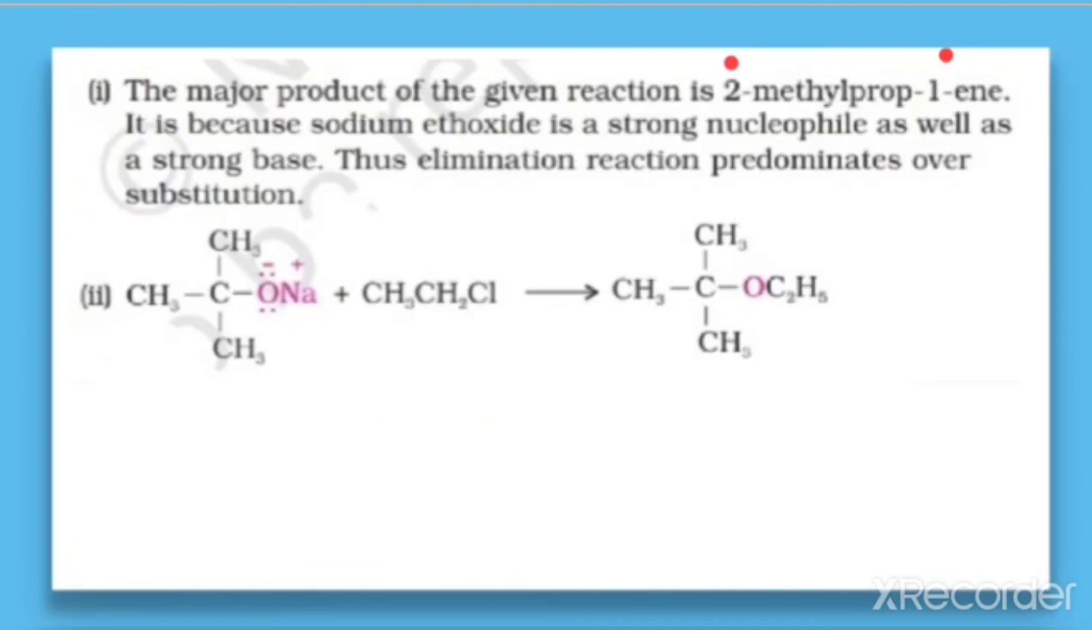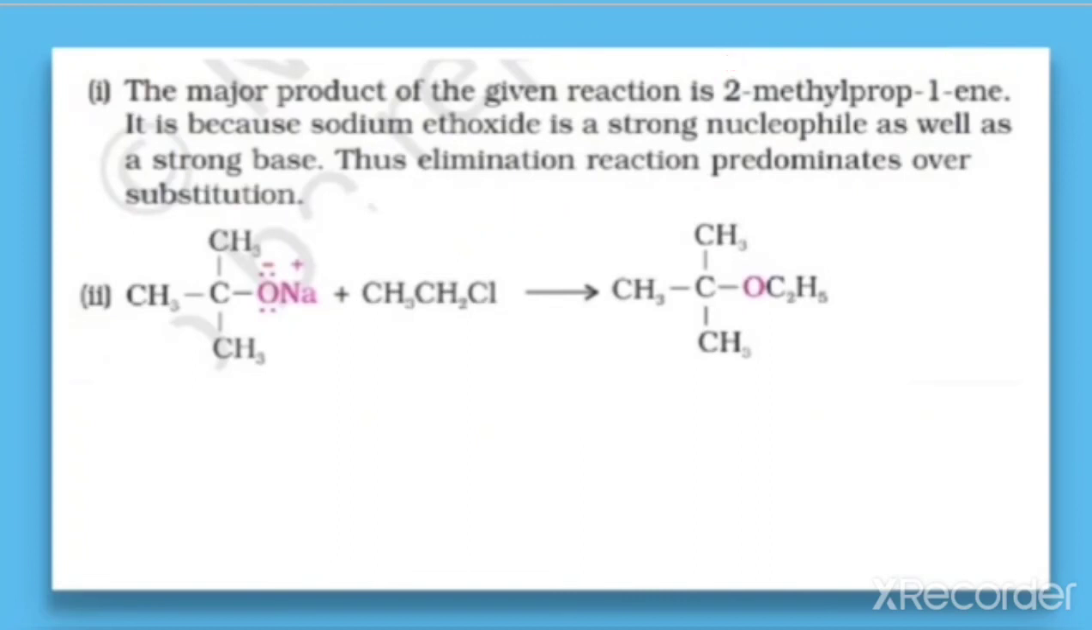Because as we have discussed here, sodium ethoxide is a strong nucleophile as well as a strong base. So the elimination reaction predominates over the substitution. So instead of substitution here, elimination takes place, that is, a removal of HX takes place. So this results in the formation of an alkene.